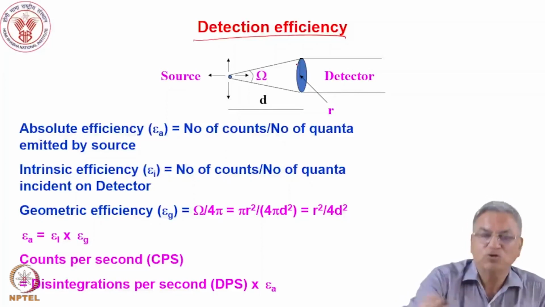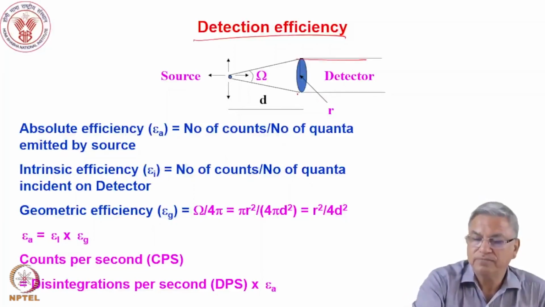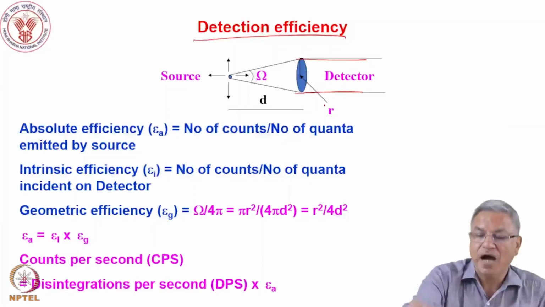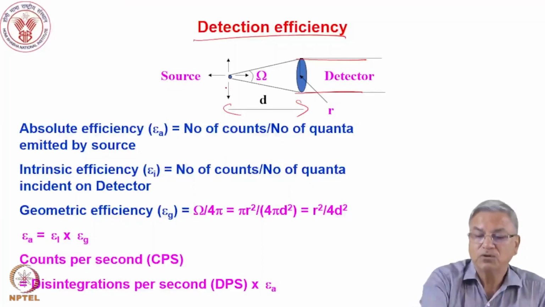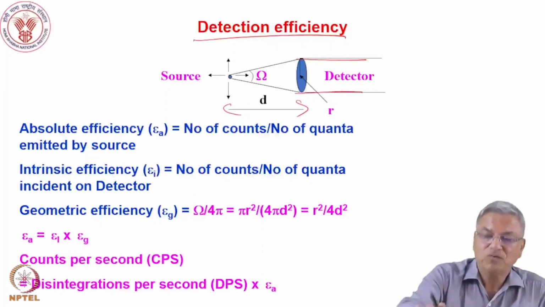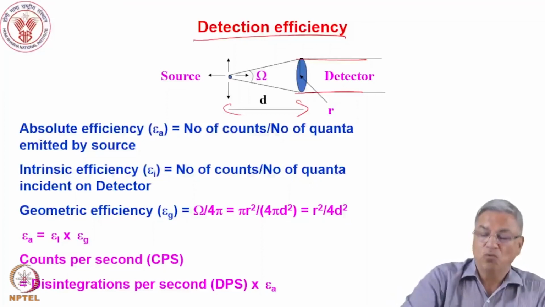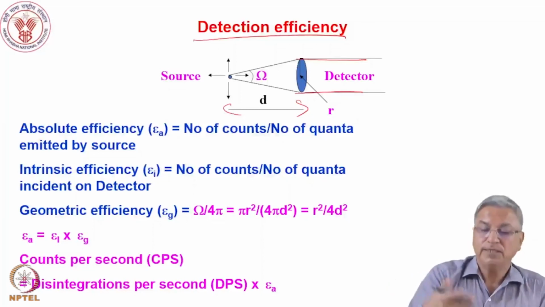But your detector has got a finite dimension. So suppose you have a cylindrical detector having a radius r and at a distance d from the source. There is something called the geometrical factor. What fraction of the radiation is falling on the detector? That is called the geometric efficiency. And out of that fraction, whatever is falling on the detector, what fraction is being counted? That is called the intrinsic efficiency. And the product of the two we will call the absolute efficiency.